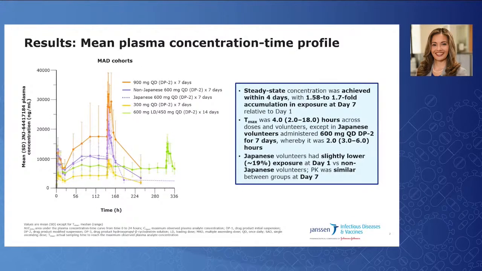In MAD cohorts, steady-state concentration was achieved within 4 days with a 1.58 to 1.7-fold accumulation in exposure at day 7 relative to day 1. Cmax was 4 hours across doses in volunteers, except in Japanese volunteers who were administered 600 milligrams of DP2 daily for 7 days, whereby it was 2 hours. Exposure was approximately 19% less in Japanese volunteers at day 1 versus non-Japanese volunteers. Pharmacokinetics were similar between groups at day 7.